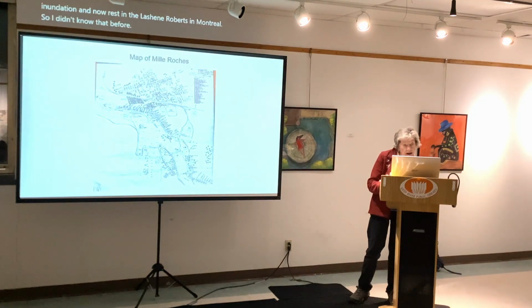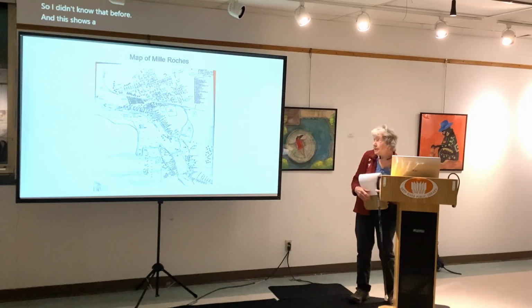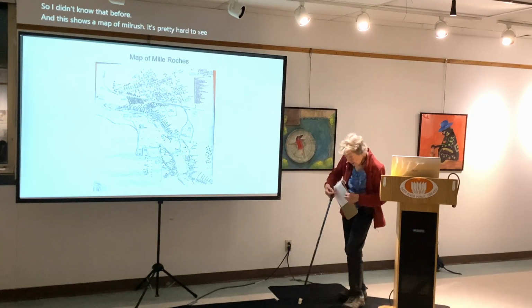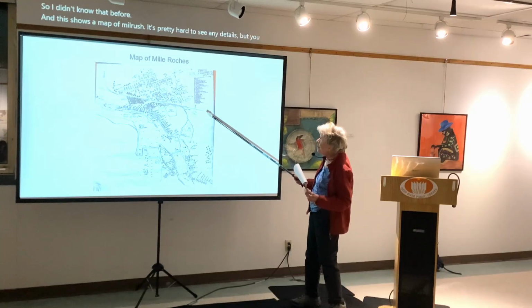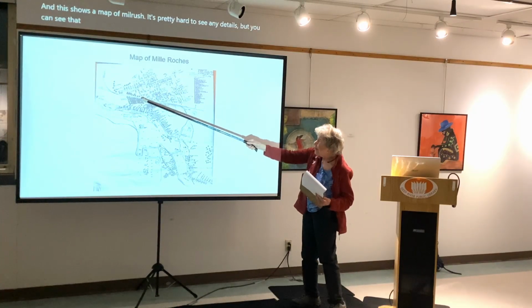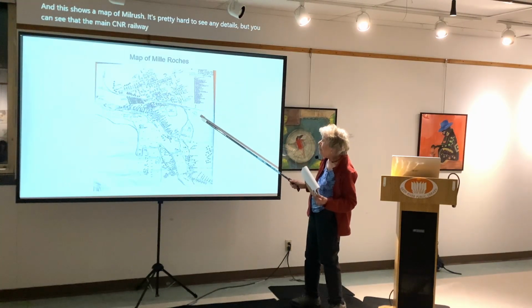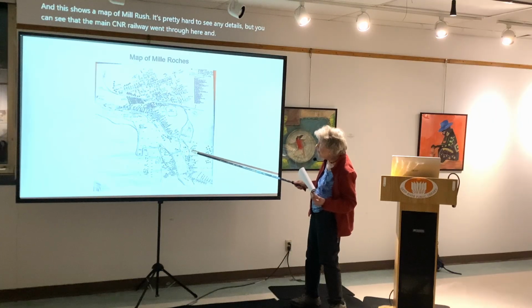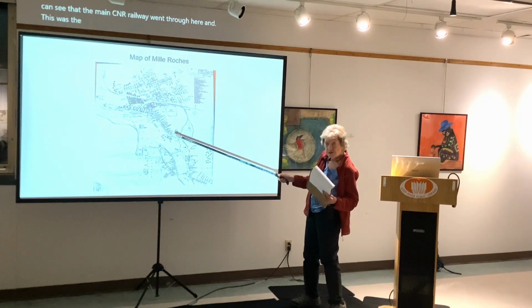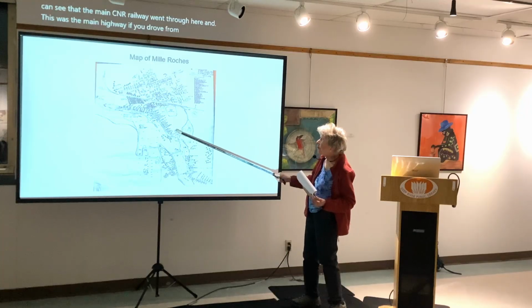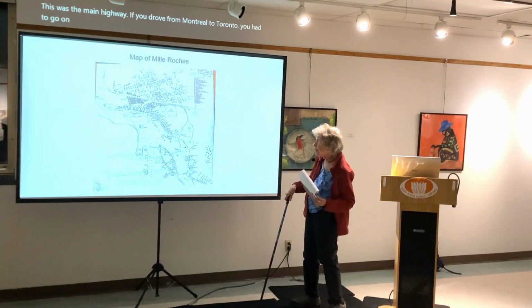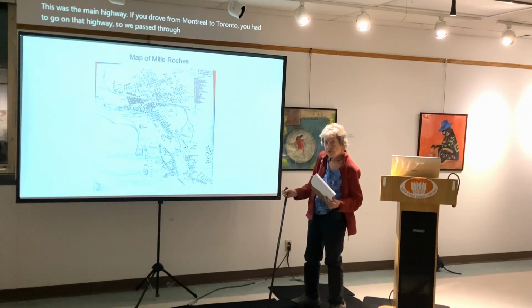And this shows a map of Millrush. It's pretty hard to see any details, but you can see that the main CNR railway went through here. And this was the main highway. If you drove from Montreal to Toronto, you had to go on that highway, so we passed through there then. That was long before the 401 was built.